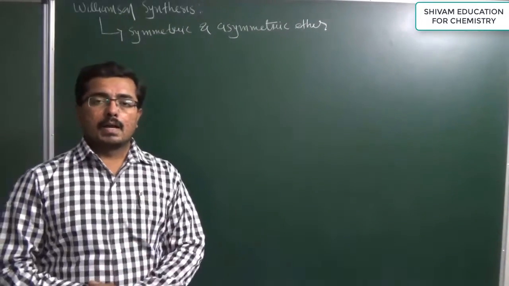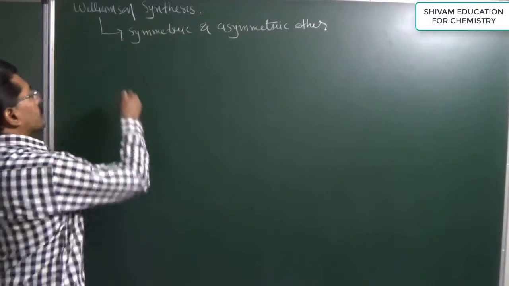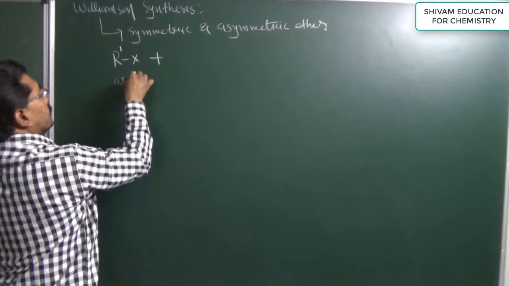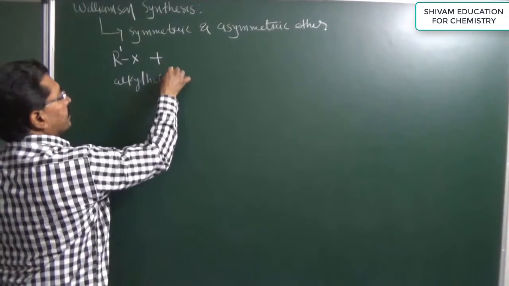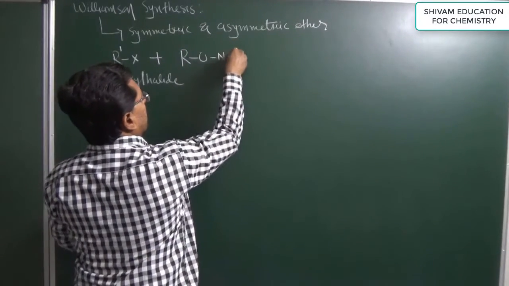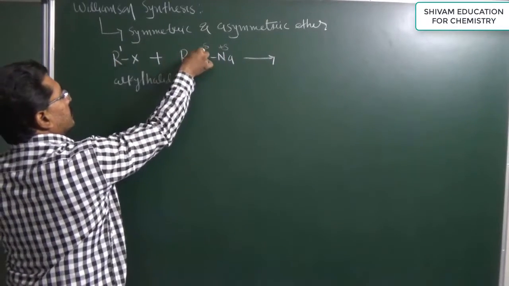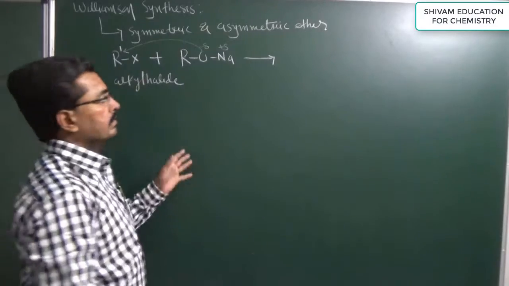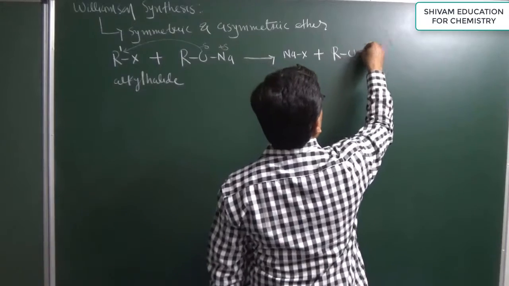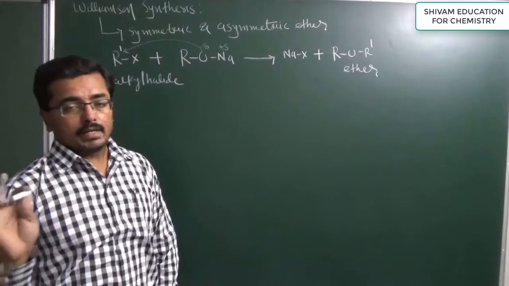In this method, an alkyl halide is allowed to react with a sodium alkoxide. Suppose as the alkyl halide I have taken R-X. This alkyl halide is allowed to react with a sodium alkoxide. As a result, a substitution reaction occurs: oxygen attacks this carbon, we get sodium halide as a byproduct, and the main product, ether, is obtained. So one can prepare symmetric as well as asymmetric ether.